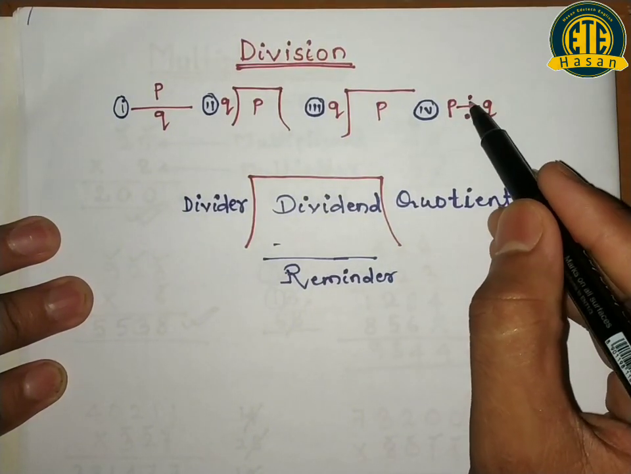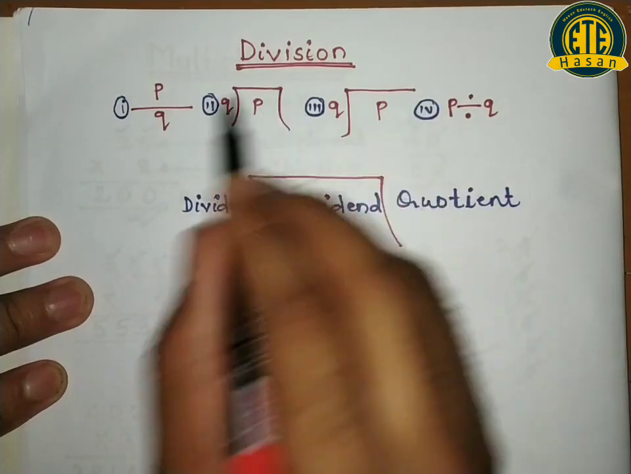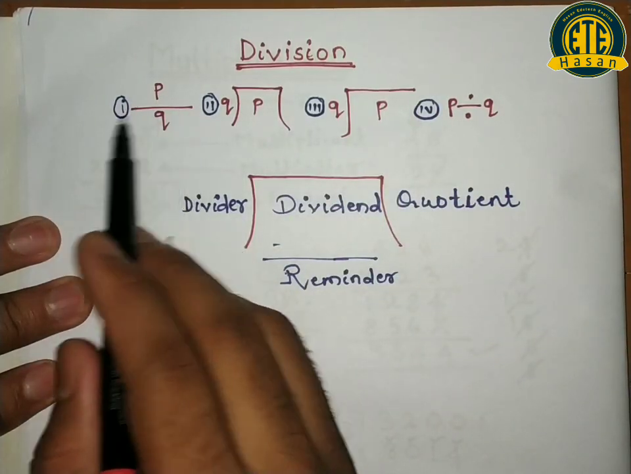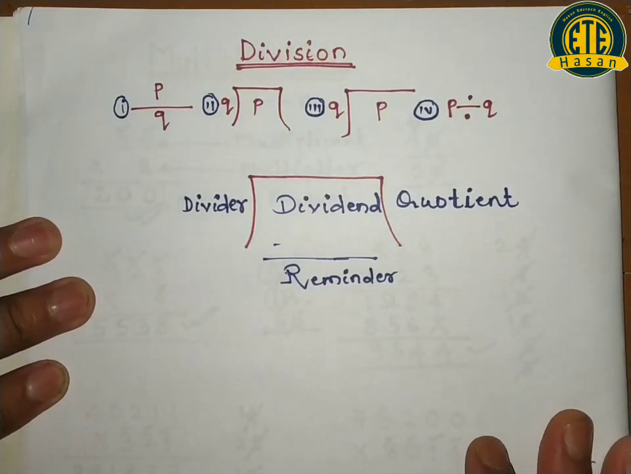This is the symbol of division. This is also the symbol of division. This double bracket with a single line is also division. This is also P upon Q, also called division.